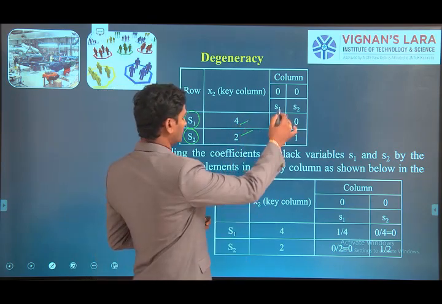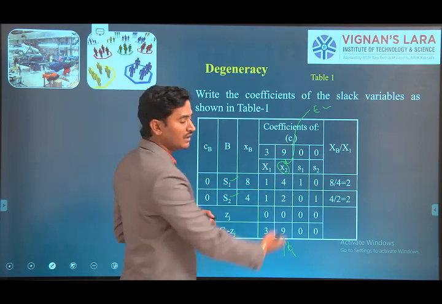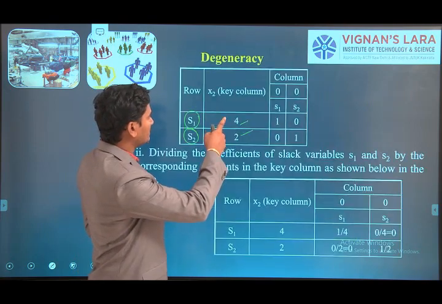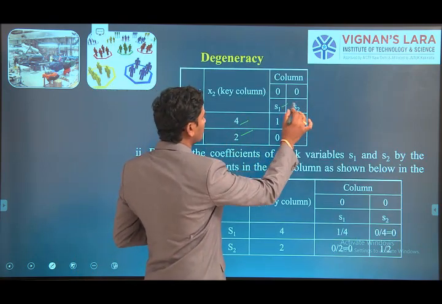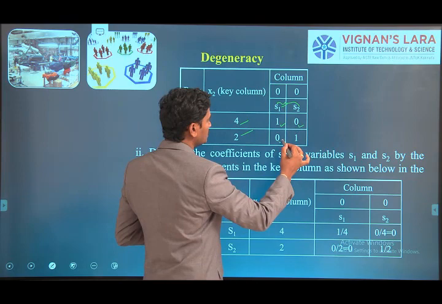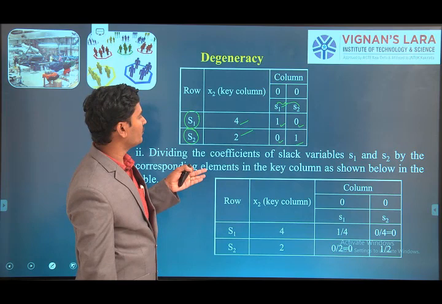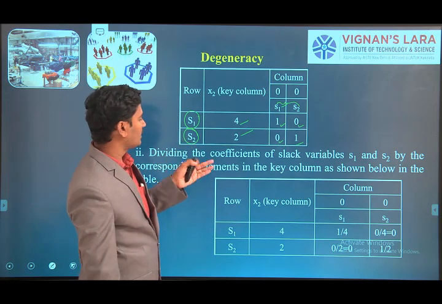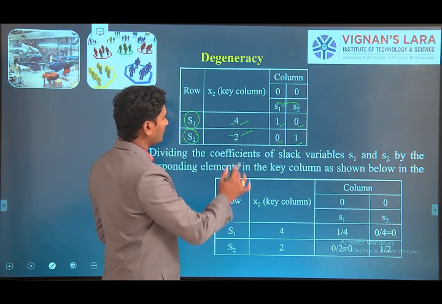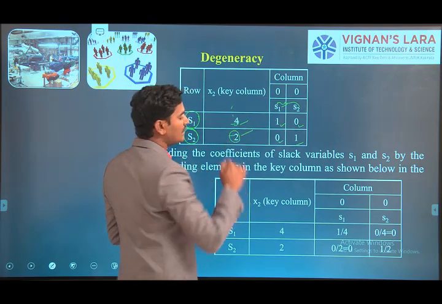Next column values. What are the column values? Here which variables are available, only slack or surplus variables we have to take from this table. Here in our case we have only slack variables S1 and S2. Those particular values are 1, 0, 0, 1. Now we are going to resolve the degeneracy by dividing the coefficient of slack variable by the corresponding element in the key column. Here what is the key column? 4 and 2 is there. We have to take these two values and we divide these S1, S2 values by this key column value.